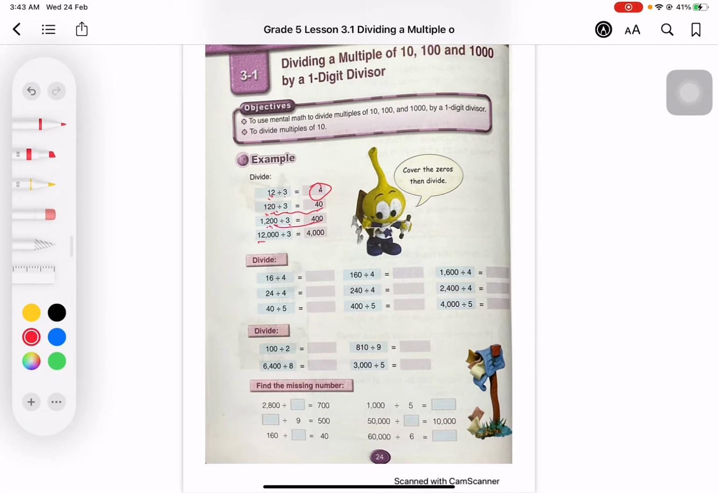If you have 12,000, also go to the basic fact. 12 divided 3, the answer is what? 4, drop 3 zeros.